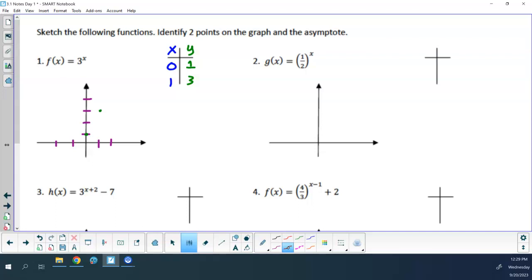Okay? I could here just make this go like this. I've seen this already today. I could make this go like that. Yes, I have graphed a growth function. Okay? But is it accurate? No, it is not very accurate.